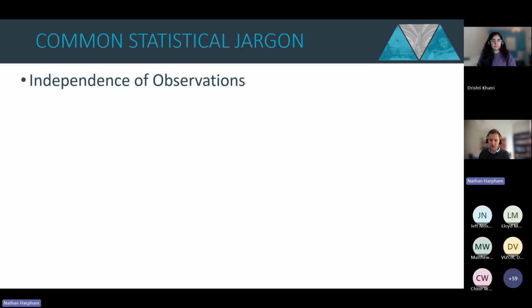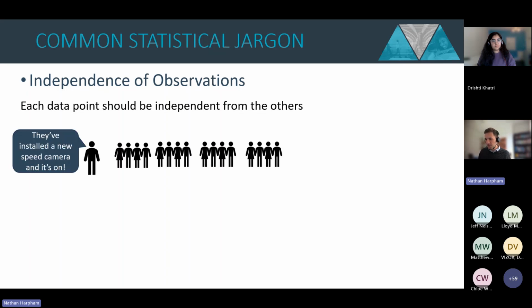So, independence of observations. Simply, each data point needs to be independent from the others. Where might this manifest itself in our line of work? Well, suppose you install a new traffic calming measure or a speed camera or something like that, or you're just measuring speeds that people are driving on roads, and maybe there's a new camera that isn't super visible to people. Somebody drives down that road, gets a speeding ticket on day one after the installation, and then tells the whole village through social media or something else that there's a new speed camera at this location. Be careful because I got a big fine.